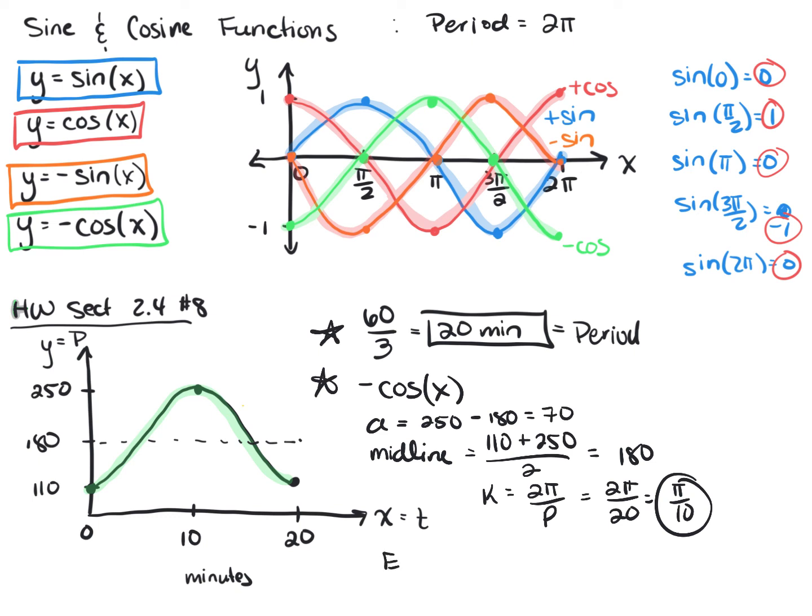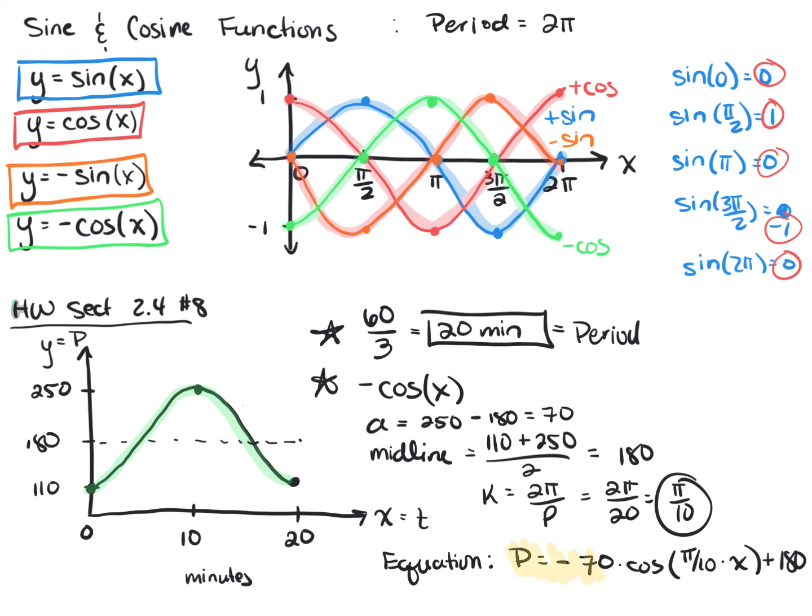So down at the bottom here, I can write the equation for this function. So here, the pressure, right? I've got negative cosine, so I'm going to go ahead and write that negative sign, and then write down the amplitude, 70, right, times cosine, and then your k value, which is pi over 10, times x, plus my midline of 180. So now I've got the equation of my function.